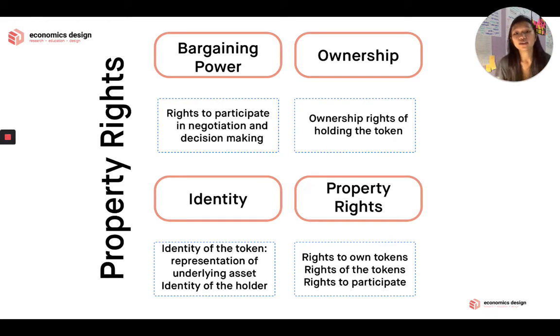So let's start with property rights. When we talk about property rights, we're talking about four different things. Or property rights includes four different things. We've got bargaining power, ownership, identity, and the rights of the property.